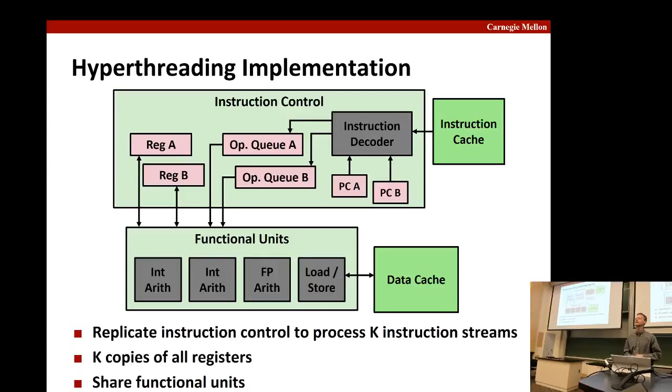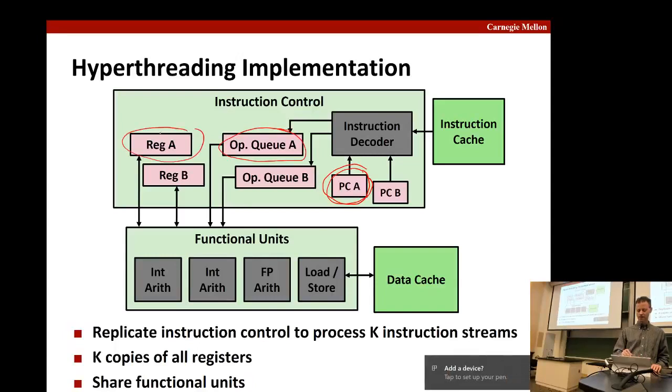So hyperthreading is a particular form of parallelism. Typically on, say, an Intel processor, you have just two-way hyperthreading, which is what's shown here. And here, what you have is basically two copies of this instruction control mechanism. So for A, you have its PC, program counter. You have its operation queue and its register set. And similarly for B.